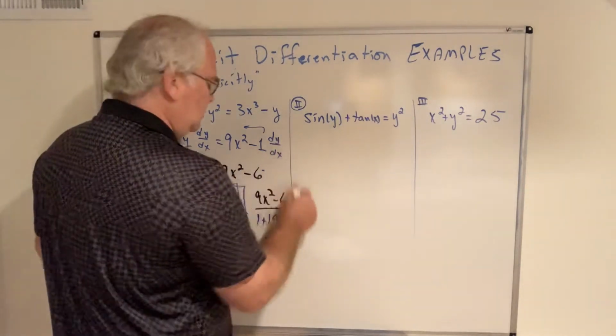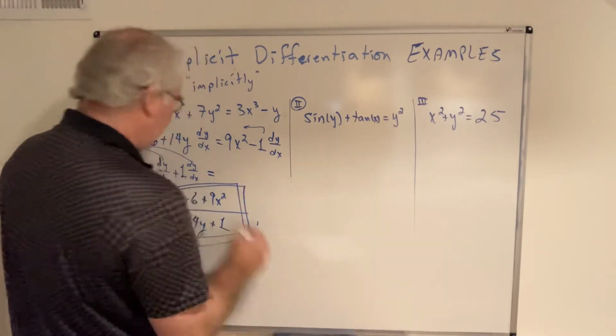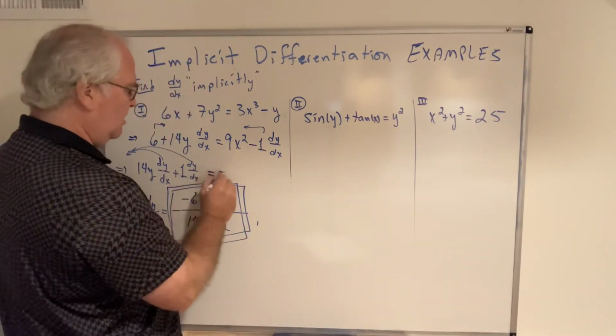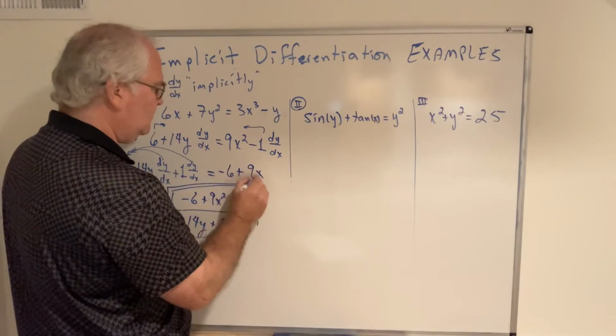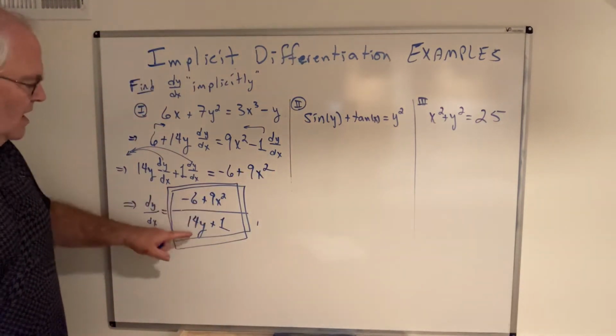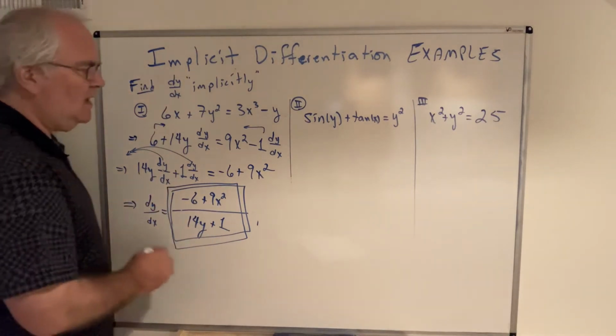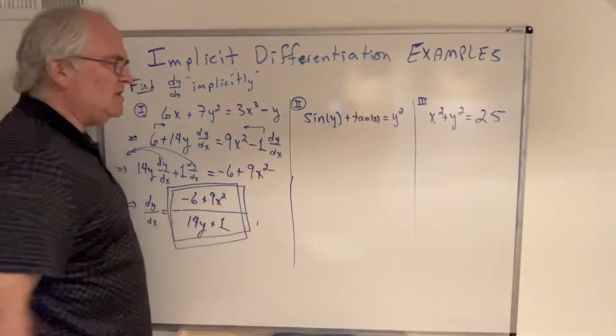So, example 2. Let's get rid of this guy. I'm going to put this back to the correct version now, so the dean doesn't bark at me. There we go. And so negative 6 plus 9x squared, all over 14y plus 1. That's the leftovers from this factoring. All right. Number 2, same song, second stanza.